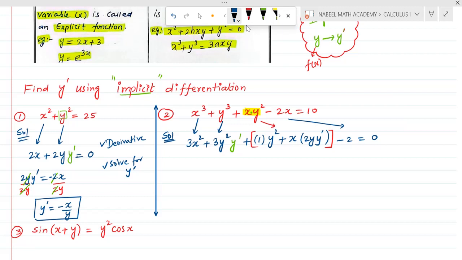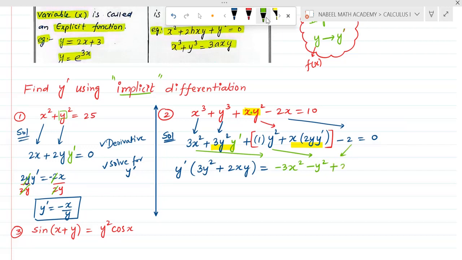After this, I have to put the y prime terms on one side. Here this is a y prime term, so I fix this part and move all the other terms to the other side. I will take y prime common. The terms are 3y squared, and here it is a plus 2xy. All the other terms I have to move to the other side. If you move them, it becomes minus 3x squared, and if I move the minus y squared to the other side, it becomes plus, with the change of sign.